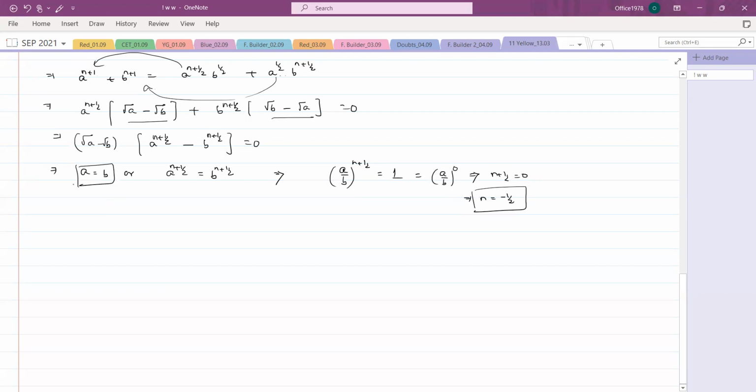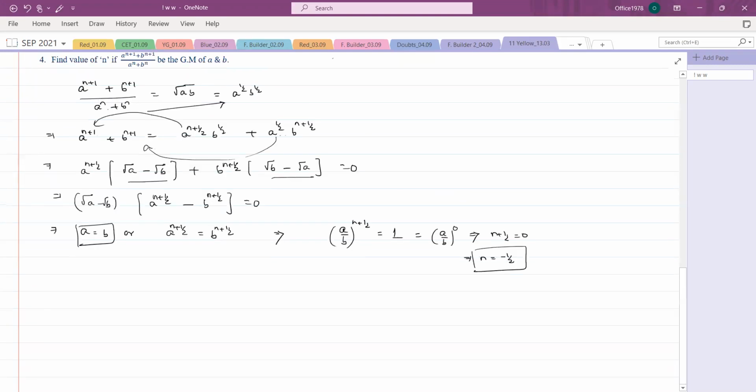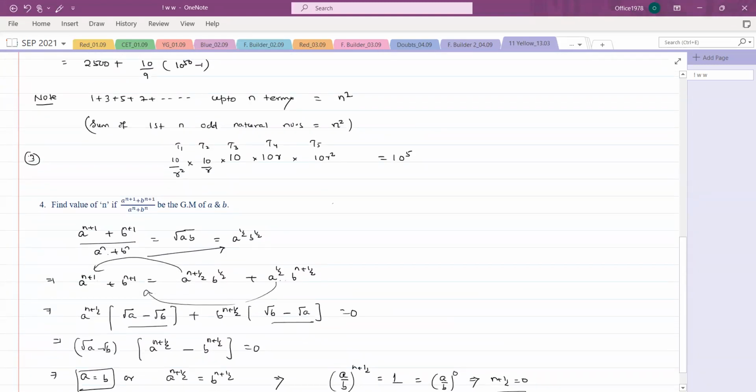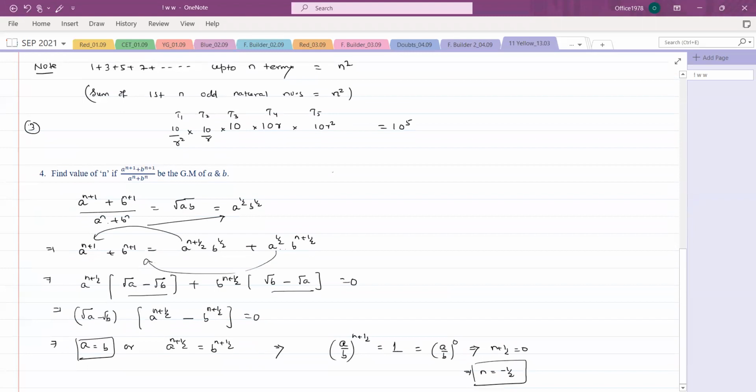There are two cases, a equal to b or n is equal to minus half. Question was find value of n, so minus half. Sir, the question should mention a, b both be positive and distinct. Mention it in the question: if a and b both belong to R plus and distinct. Okay.